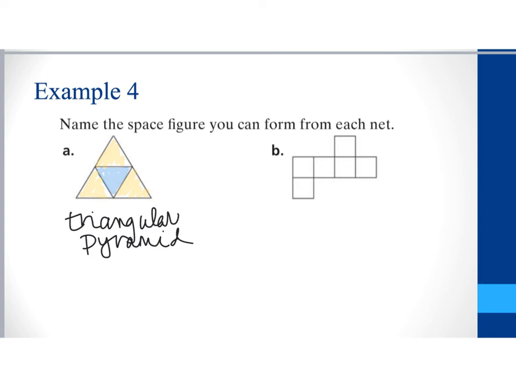And for part B, if we look at this, I see that I have what could be parallel sides. We'll say right here and right here, because these are attached on opposite sides. Both of those look to be pretty square, so we'll say they're squares. Then for our lateral faces, we have 1, 2, 3, 4 lateral faces that are also squares. Because everything has the exact same size and shape, I'm going to say that this is what we call a cube, or you could say it's a square prism. But a square prism is really what we call a cube.